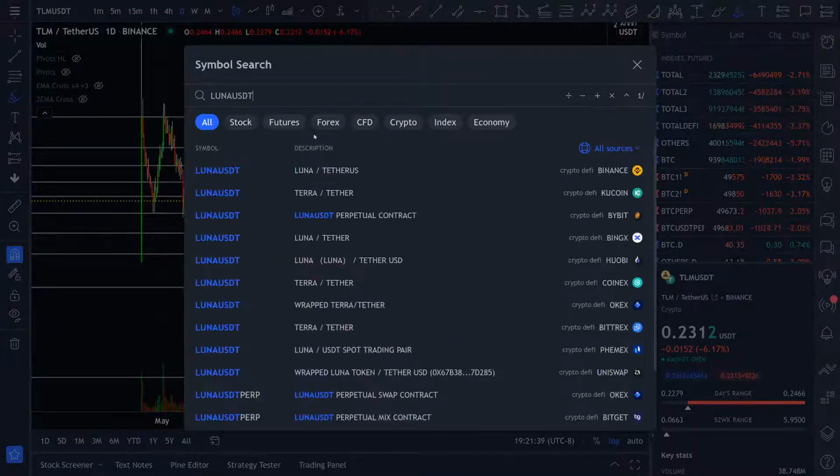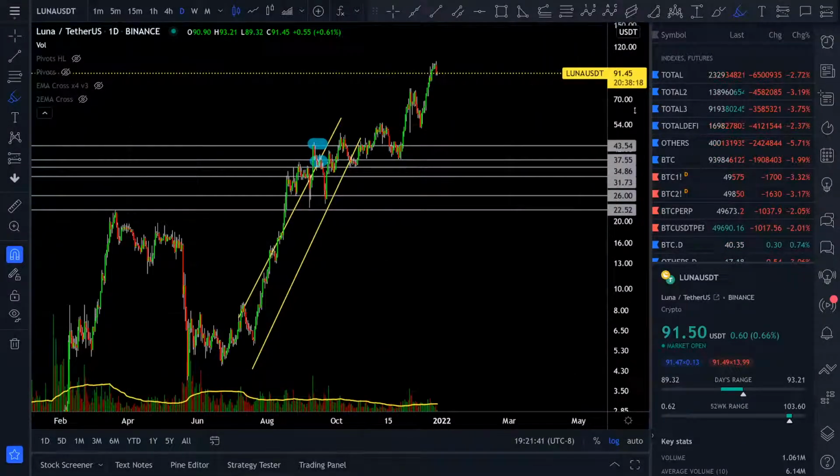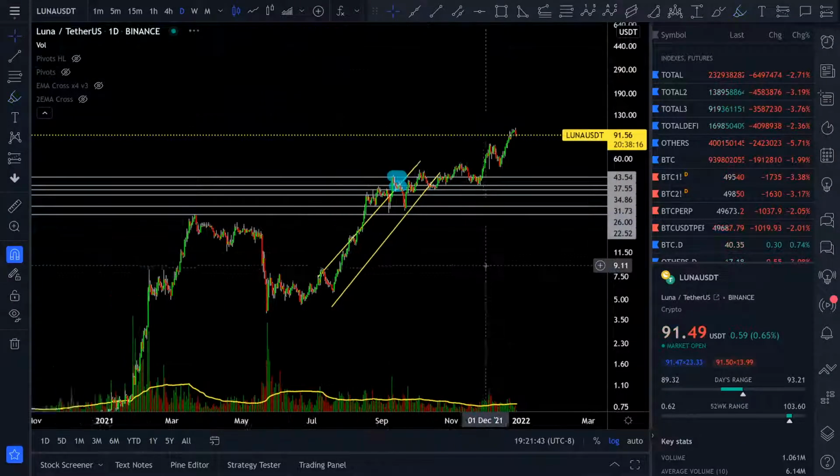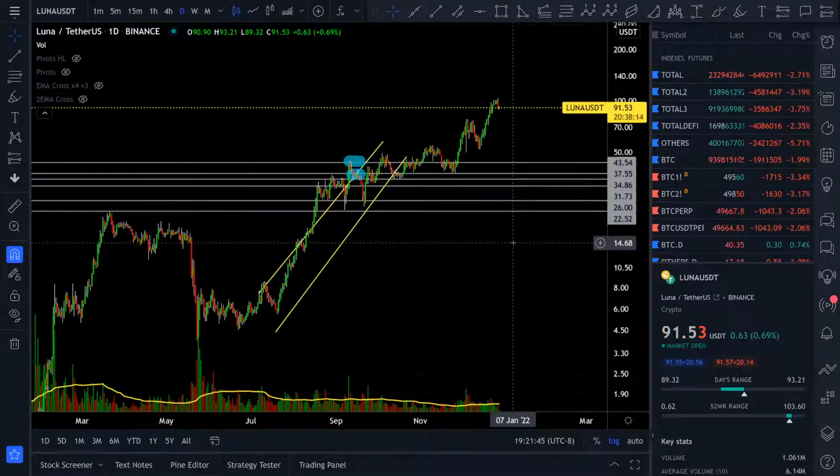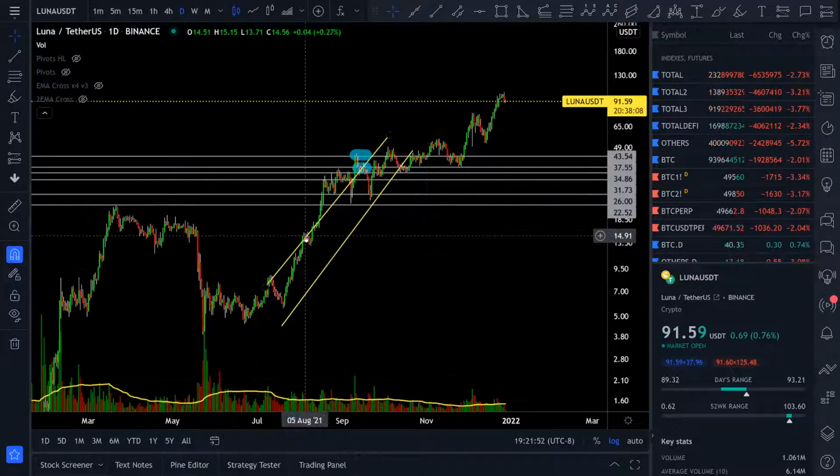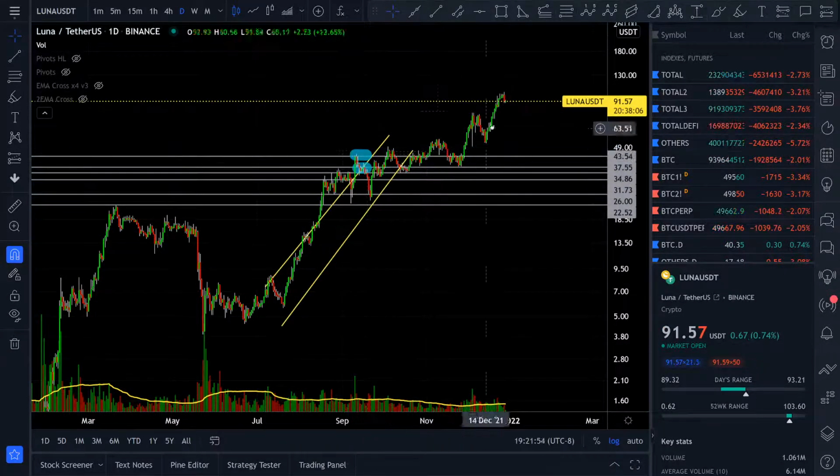All right, Luna, let's move on. Luna USDT. We kind of already did this one, but this is a good example of how much time do we have? I'm going to go a little over today. So this is a good example of consolidation and continuation.